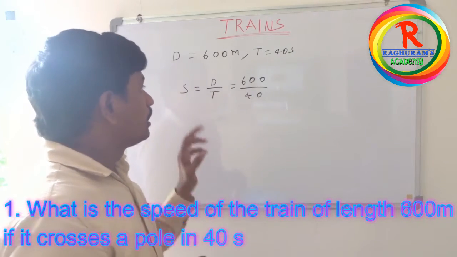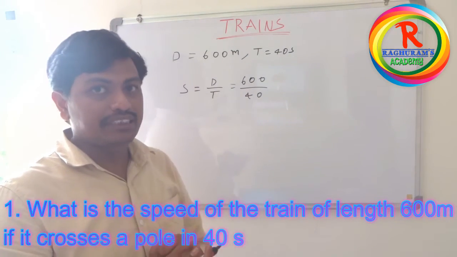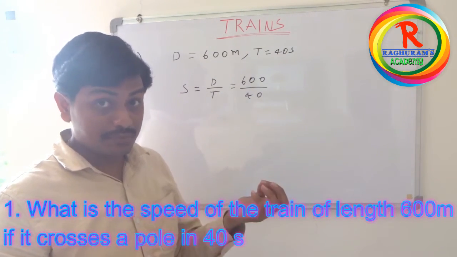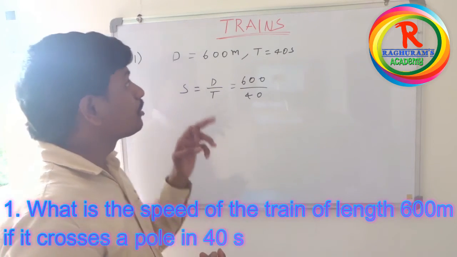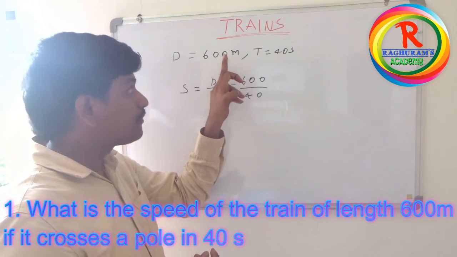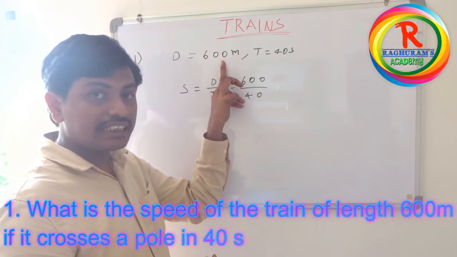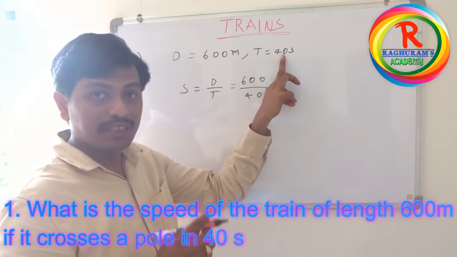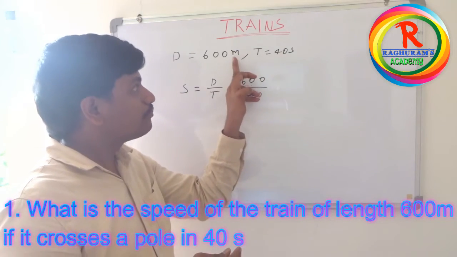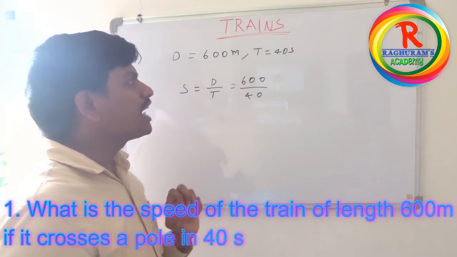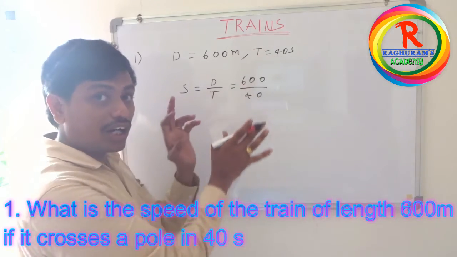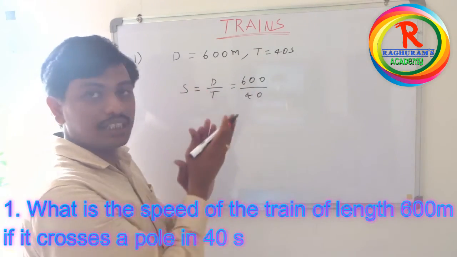Remember, the speed will be in two formats, that is meters per second and kilometer per hour. If the distance is in kilometer, the time must be in hours. If the distance is in meters, the time must be in seconds. So here meters, seconds. So we have the same format, meters per second or kilometer per hour. Both must be in the same format.